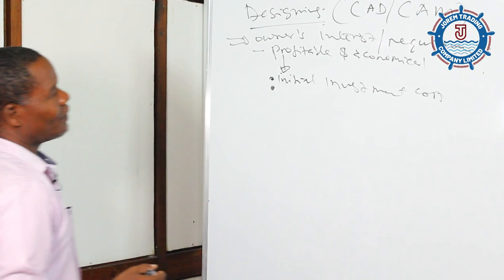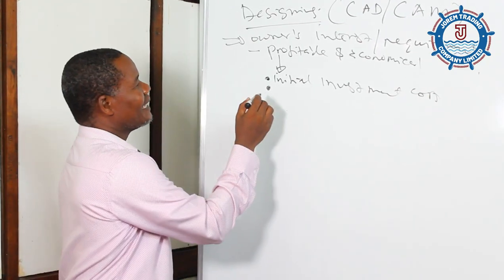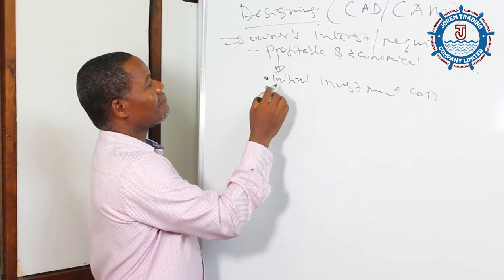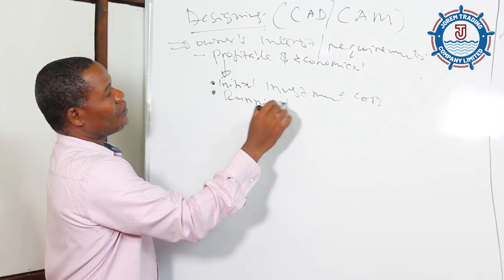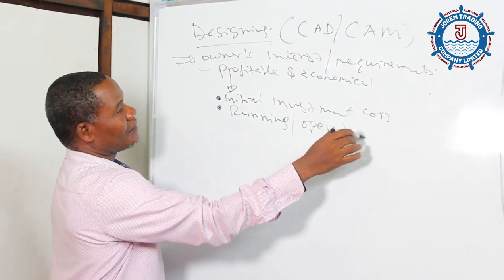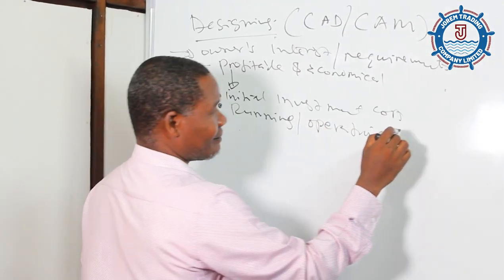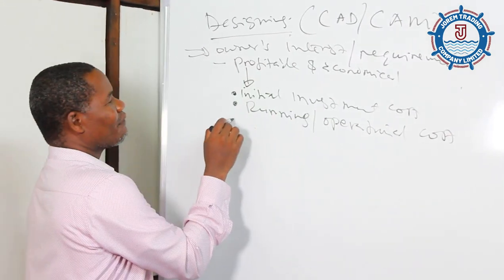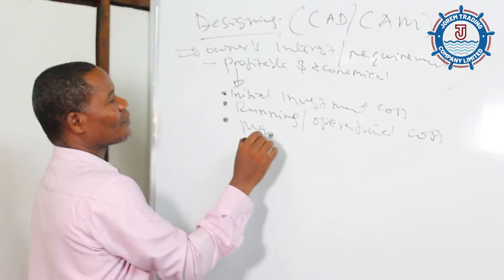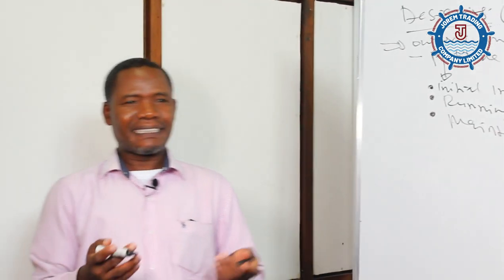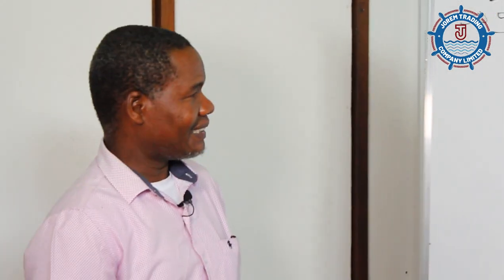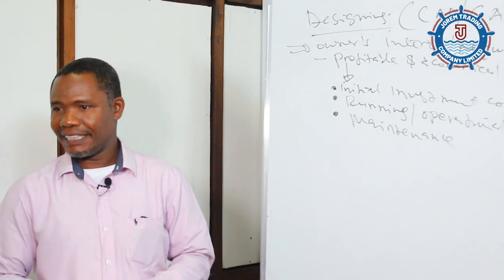And also, apart from the initial investment cost, it has to have an optimum running or operational cost. Nobody needs a fuel guzzler or a cost center project. And of course, it has to be maintainable. He's also looking for maintenance. The vessel must have affordable maintenance characteristics. You should not construct a vessel which is very exorbitant to maintain.